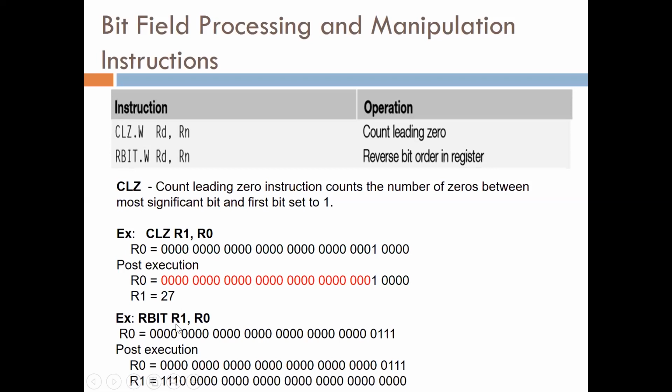So the destination register here is the R1 register. Whatever least significant bit you have in R0 will move to the R1 register, and the most significant bit in R0 will go to the least significant bit. So it just reverses the position, every bit position from the source register to the destination register. Hence you can see the contents of the R1 register after reversing the data. So this is the RBIT instruction.